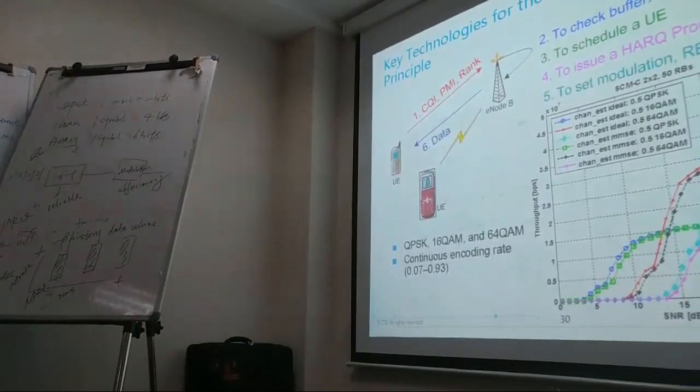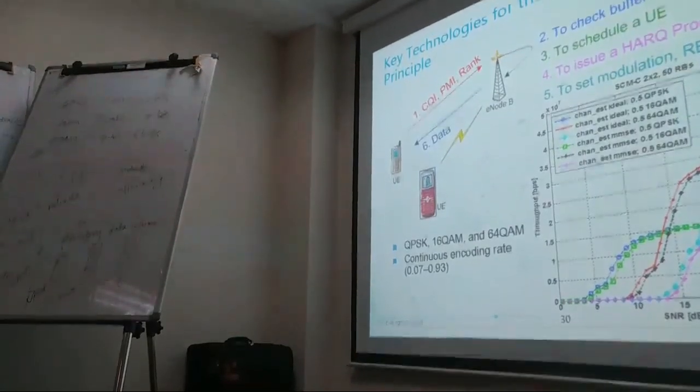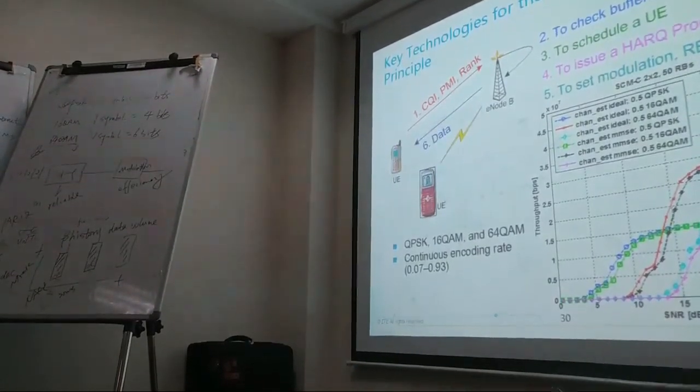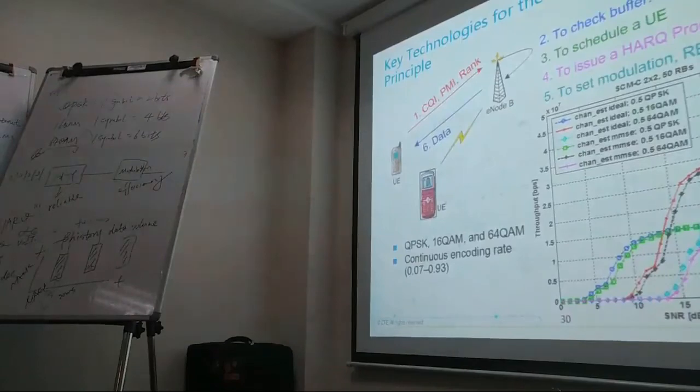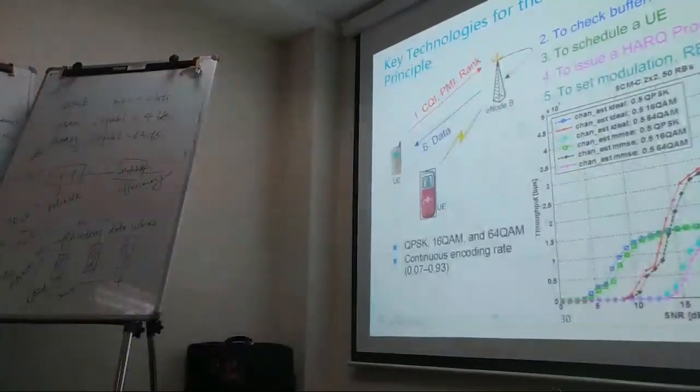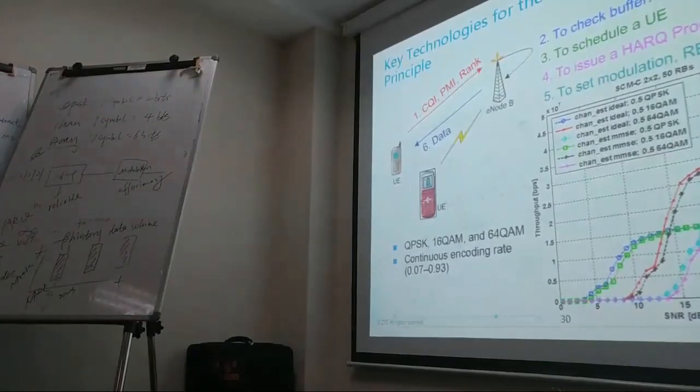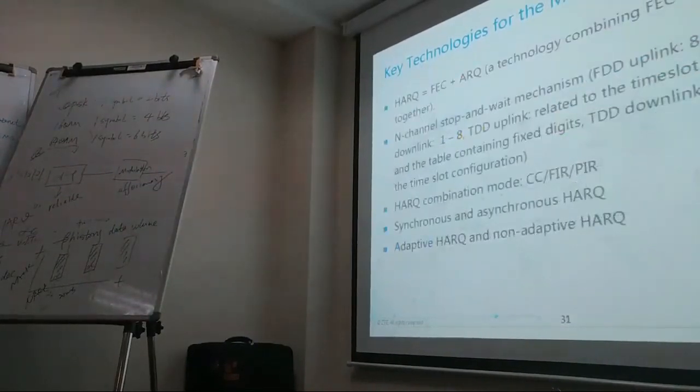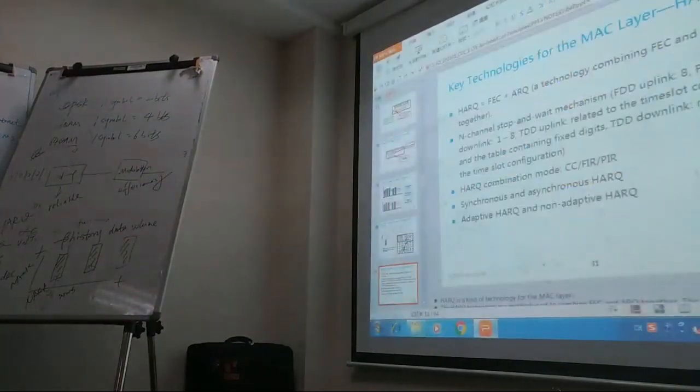So this is AMC, adjusting the coding and the modulation. We can get a different bit rate. This is one function of the lab. Okay, today we finish.